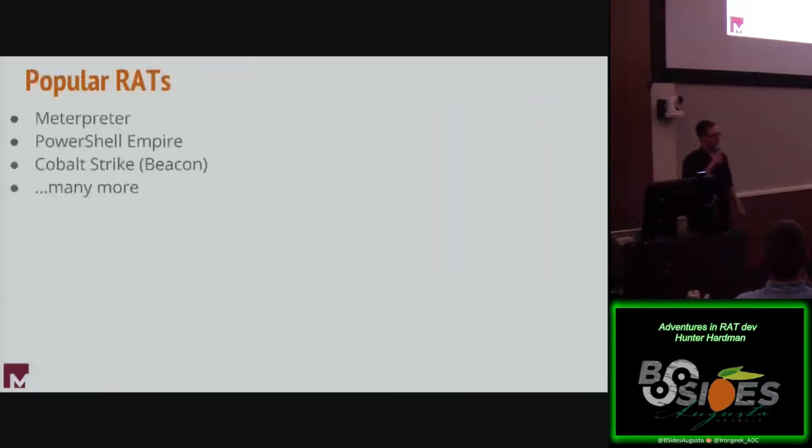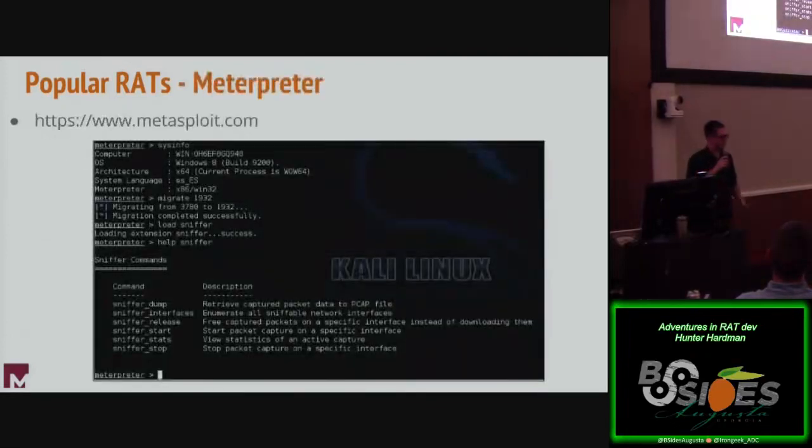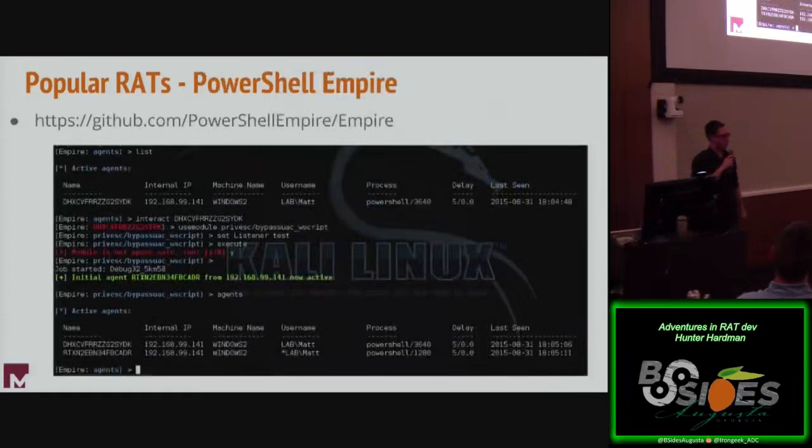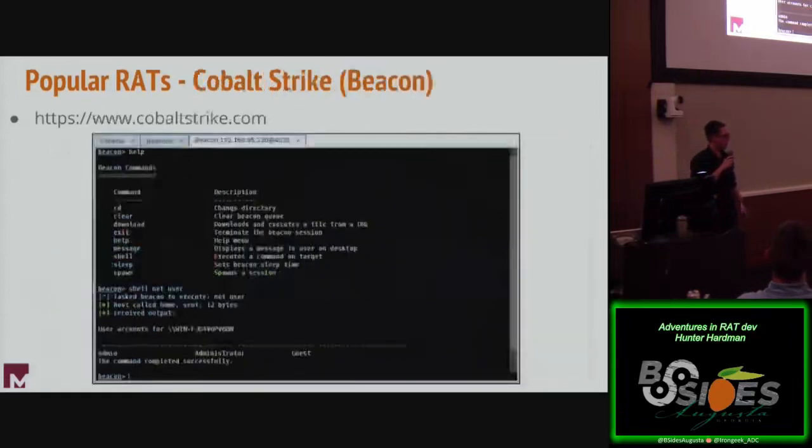So some popular RATs that have already been written: Meterpreter obviously, PowerShell Empire, Cobalt Strike, specifically the Beacon functionality of Cobalt Strike. There are other ones like Throwback and stuff like that. If you've never used Meterpreter, you should. Well, you shouldn't anymore, but yeah. Besides the point. This is PowerShell Empire. I really like that a lot. And then Cobalt Strike.